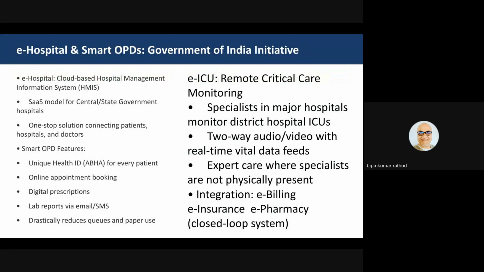The other central and state government initiative happening in the digital health world is the e-hospital. We already talked about it, and smart OPDs. Most of the time you will see a few hospitals adopting these tools in their day-to-day outpatient and inpatient care.